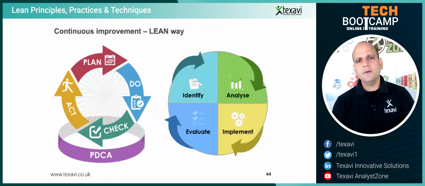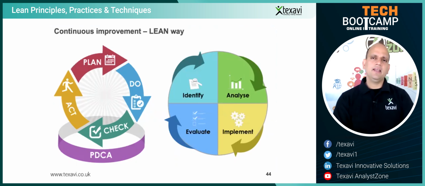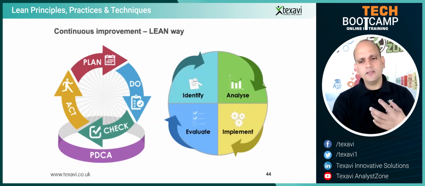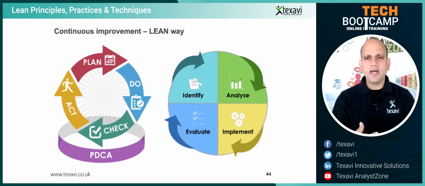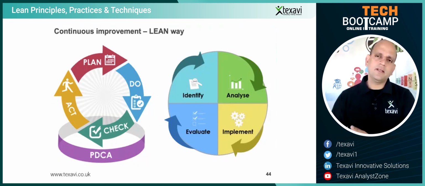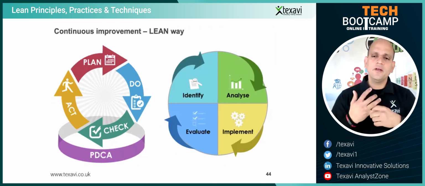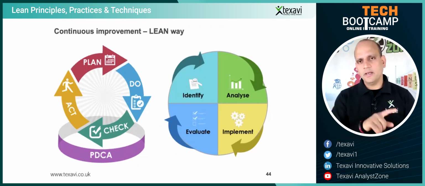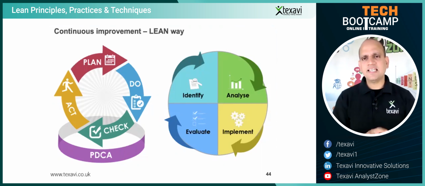When it comes to continuous improvement, Lean does rely on PDCA and Kaizen, like in Kanban, the continuous improvement way of thinking and working. You don't just do it once and then forget. You need to continuously look at your processes, your product, your services, and try to improve them as you go along. In the context of agile development, it's about analyze, implement, evaluate, identify. This whole circle goes again and again and again. It's a continuous cycle of improvement. It's quite opposed to the waterfall, right?